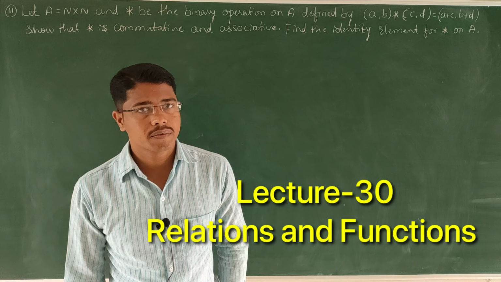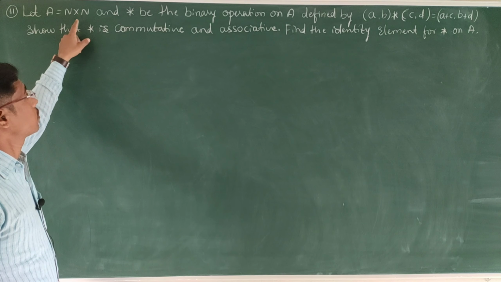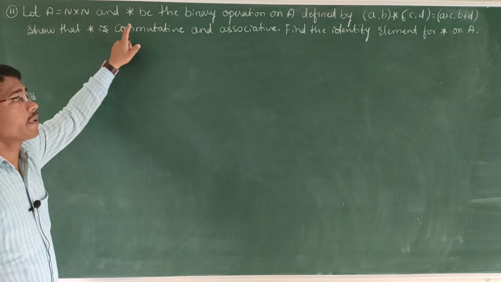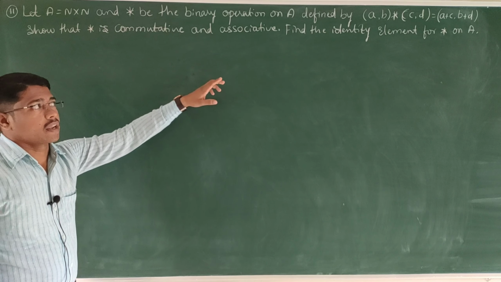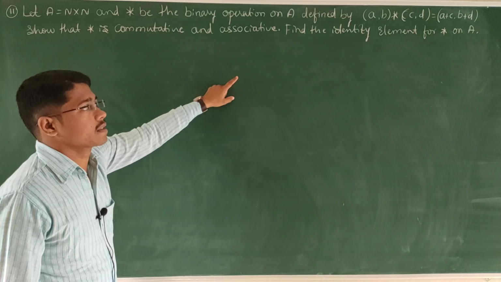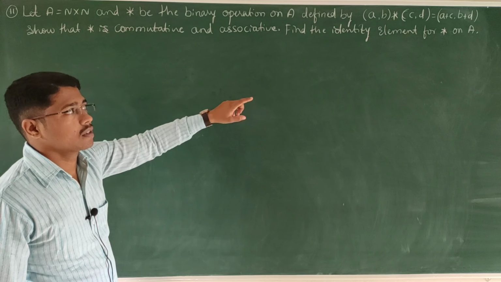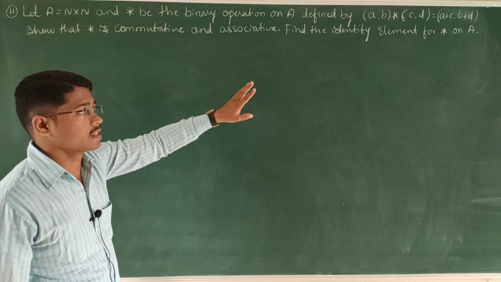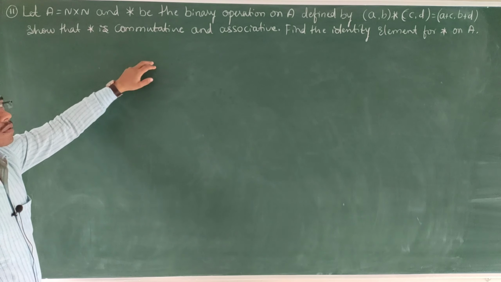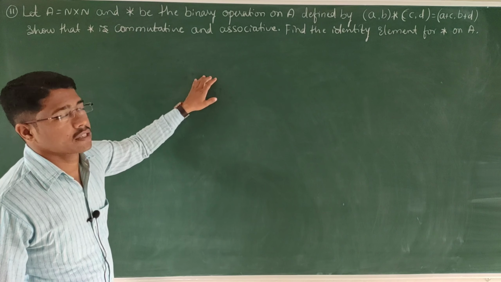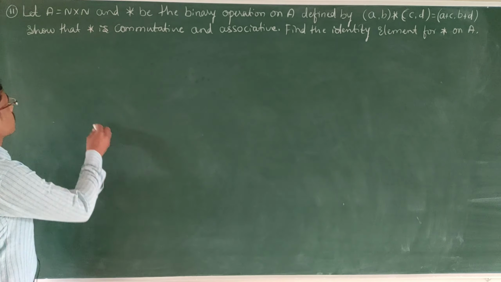Okay, let us continue the problems. Question number 11. Let A equal N cross N, and star be the binary operation on A defined by the ordered pair (a, b) star (c, d) equals the ordered pair (a plus c, b plus d). The operation is defined like that. Show that star is commutative and associative. Find the identity element for star on A, if any exists. Okay, so let us see the solution.